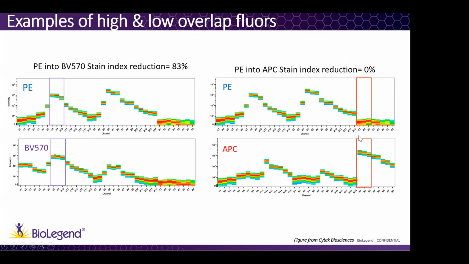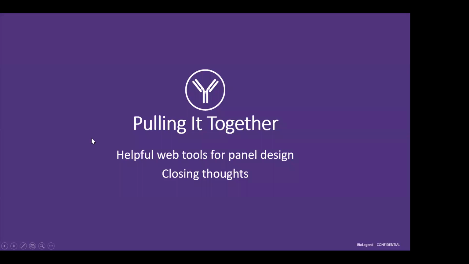Whereas if you have the opposite situation with PE together with APC, APC is excited primarily with the red laser. So here you can see the signature of APC and PE, which are totally different. So the PE is causing like 0 reduction in staining index to APC. So this couple here is good, and this is something you maybe should avoid.